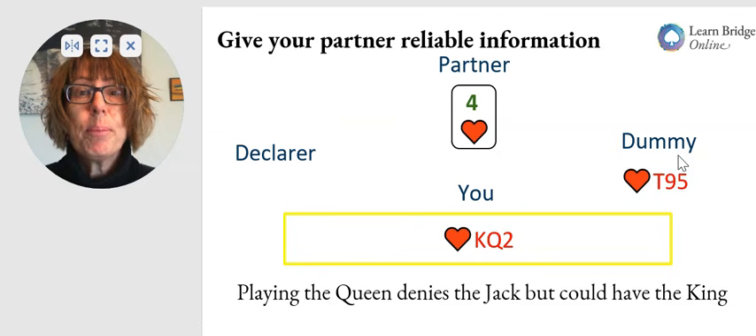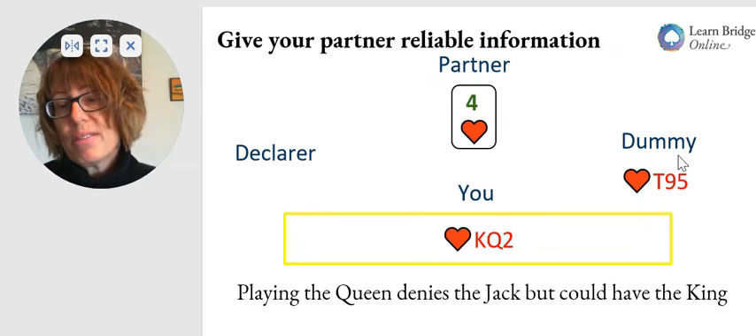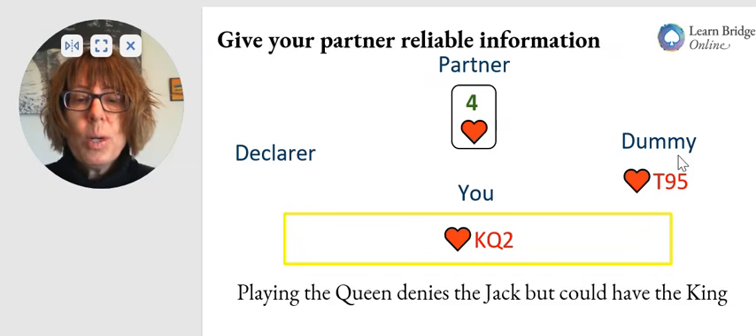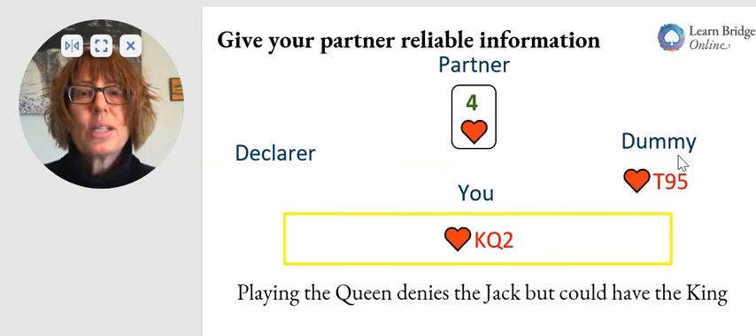Here's a little example. Partner leads a heart, the 4 of hearts, and dummy has 10, 9, 5. They play the 5, and I'm always going to play the queen in this situation. I'm going to do it consistently. I'm going to do it every time. Playing the queen tells partner that I do not have the jack, but I might have the king.